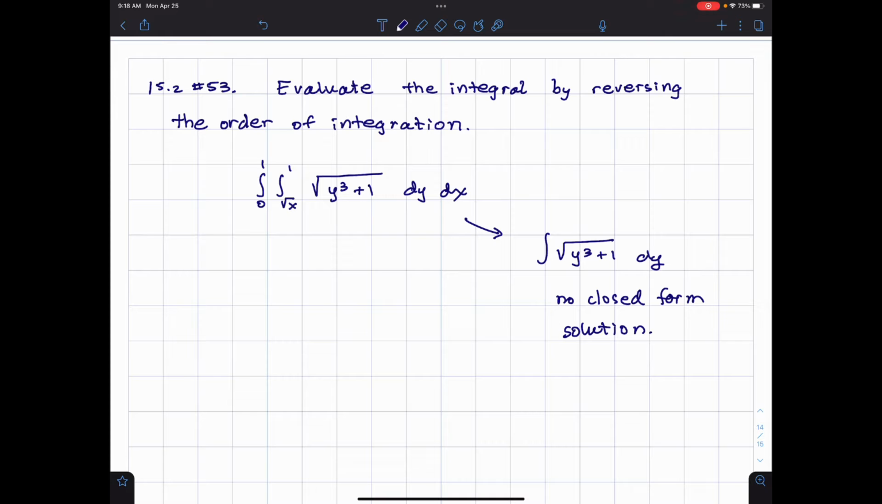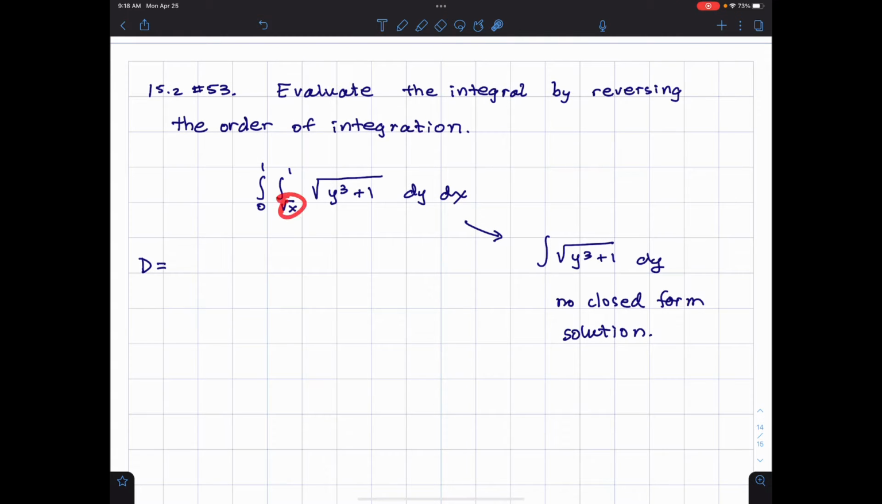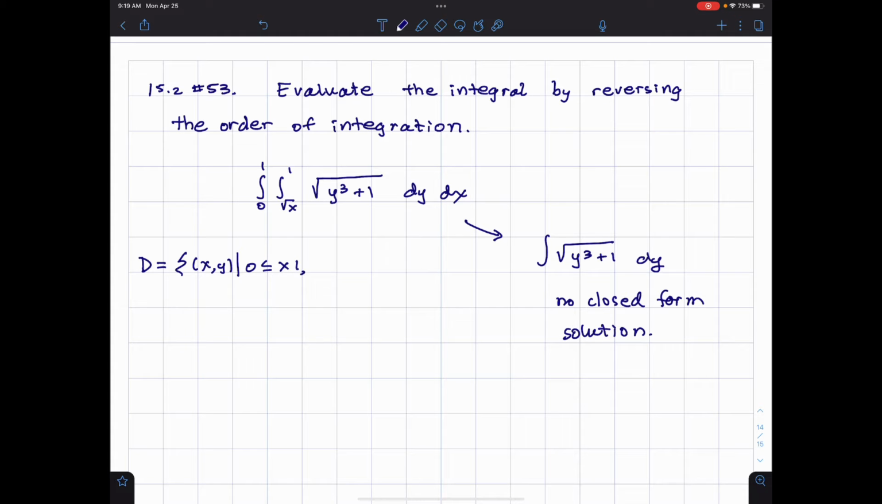Now, let's write down what D is. We're integrating on these bounds, and those bounds give us D. So D is equal to all (x, y) such that, as we see from the outside dx, 0 to 1, x is between 0 and 1. And then y, on the other hand, is between these bounds, radical x and 1.